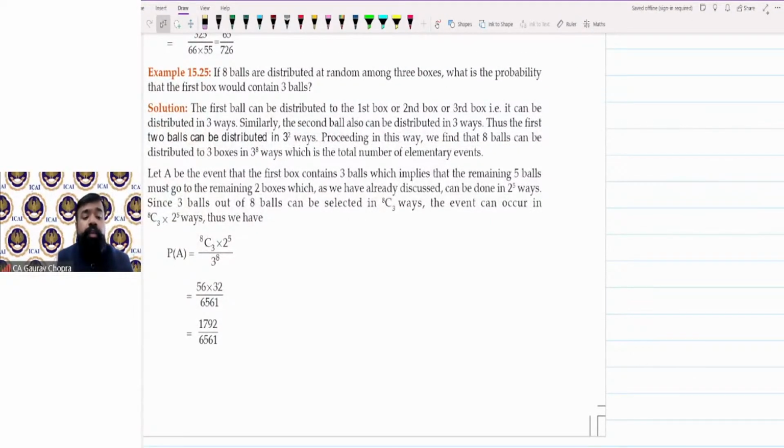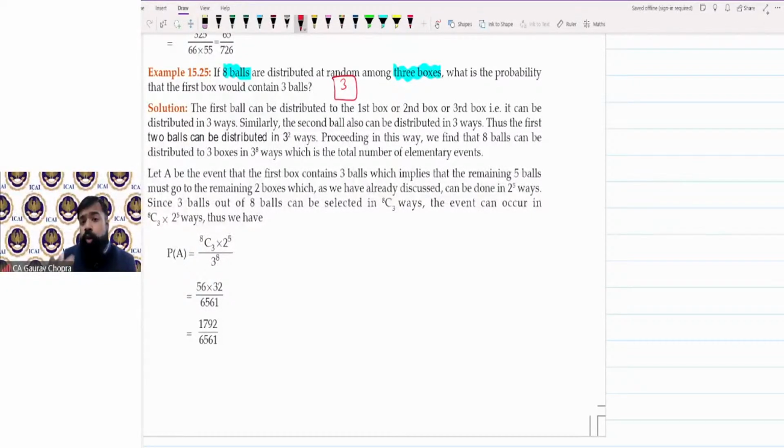25. If 8 balls are distributed at random, so the total number of balls is 8. And we have to distribute all these 8 balls in 3 boxes. How many boxes? 3 boxes. So what is the probability that the first box would contain 3 balls? So our requirement is that the first box should contain 3 balls.